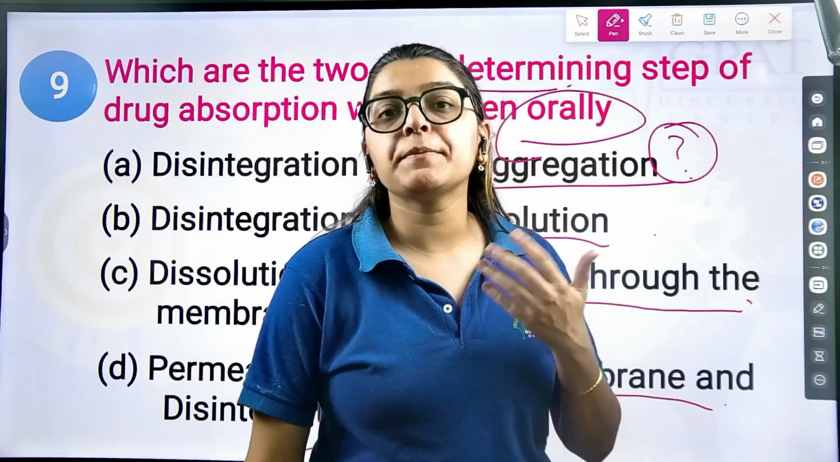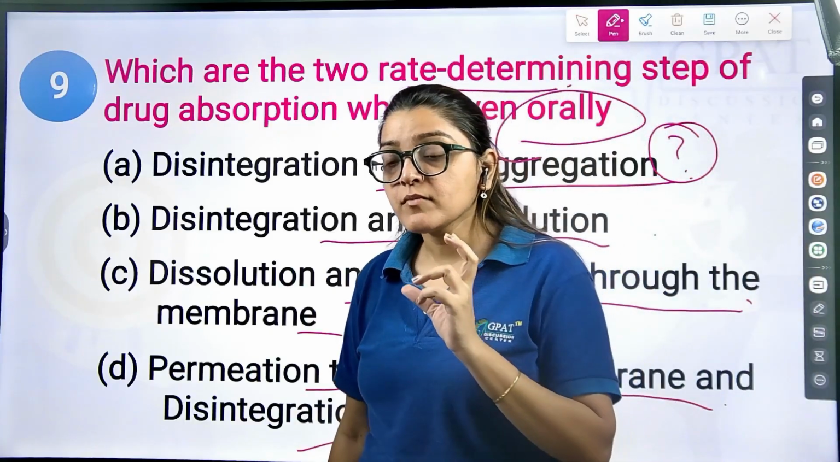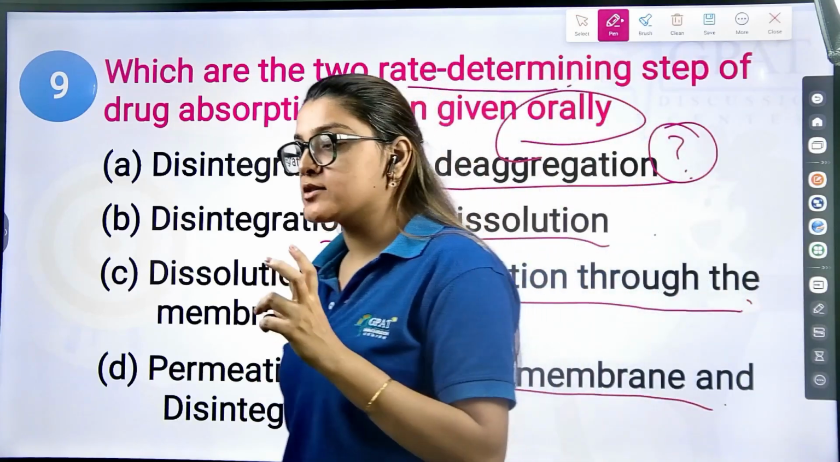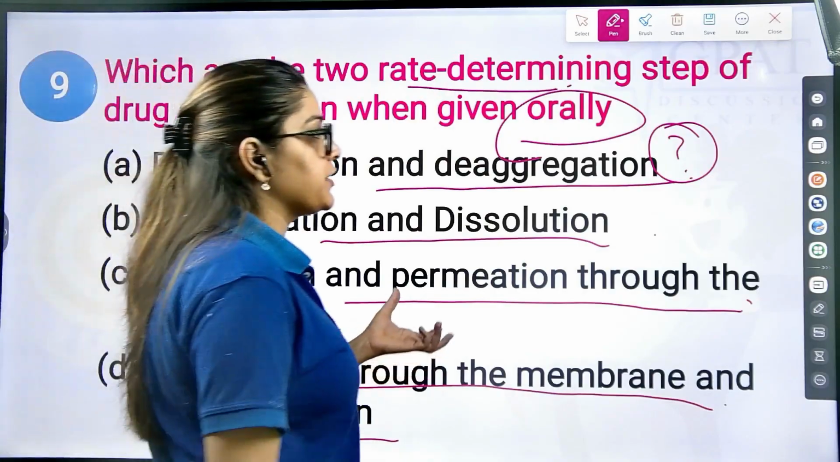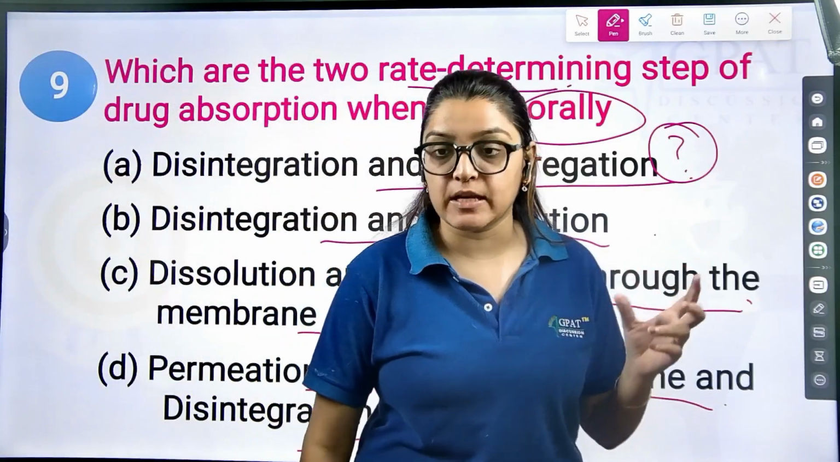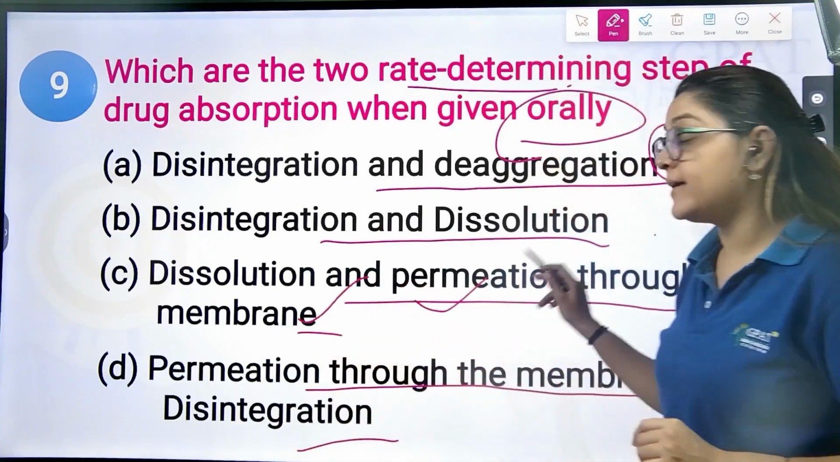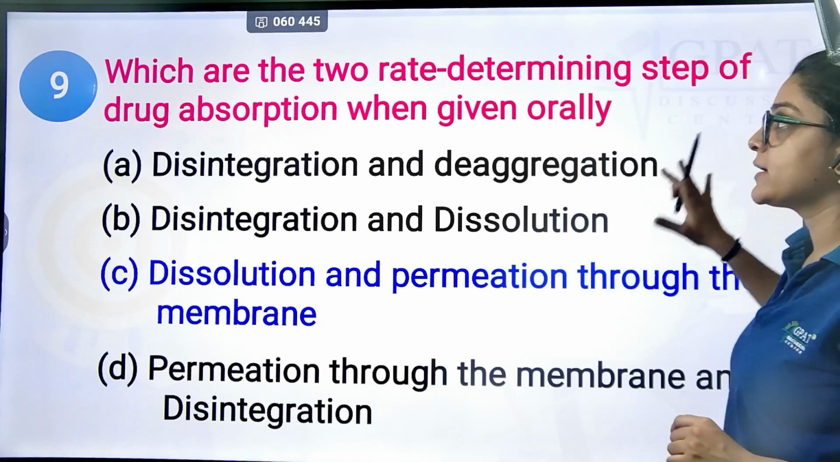Second, we talk about the permeability. Now, if the drug has poor permeability or poor ability to cross the membrane because of any reasons, such as not a proper partition coefficient or a higher molecular weight, then the permeability is going to be the rate limiting step. So for the rate limiting step, we consider dissolution and the permeability profile. Option C here is going to be correct.